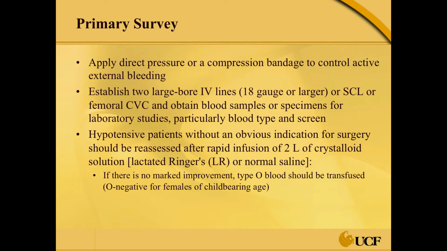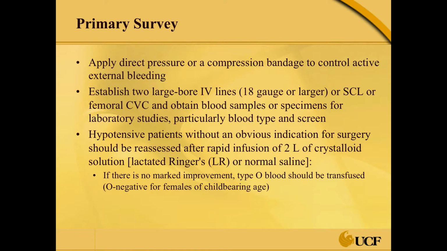So apply direct pressure or a compression bandage to control active external bleeding. We want to establish 2 large bore IV lines, which are going to be preferably 18 gauge or larger. If we can't do that, then we've got to go for either a subclavian or femoral line. Femoral line is really not going to be ideal because that's got the largest chance of infection. So again, avoid that area. Obtain blood samples or specimens for lab, and obviously, in patients that are losing lots of blood, you need to get your blood type and screen. Okay, you got to do that.